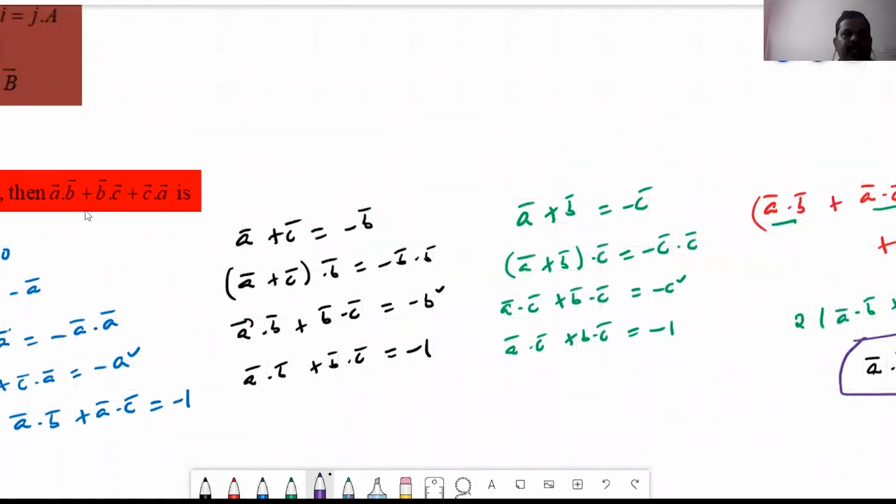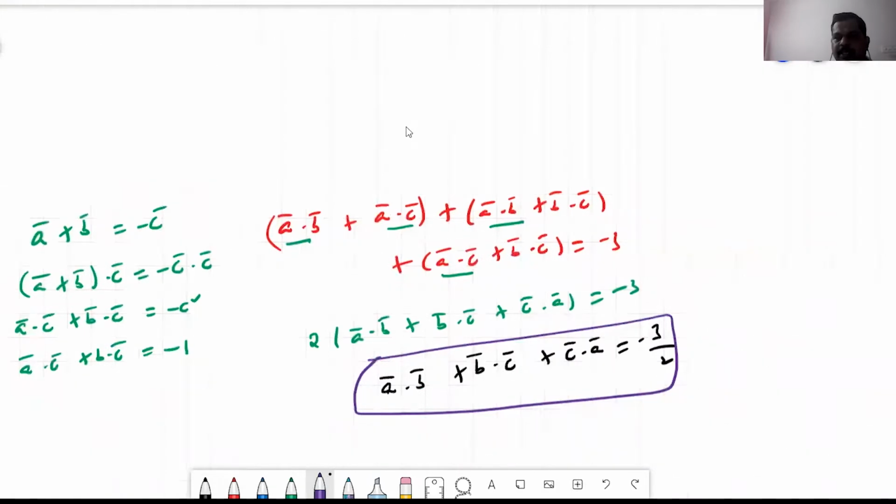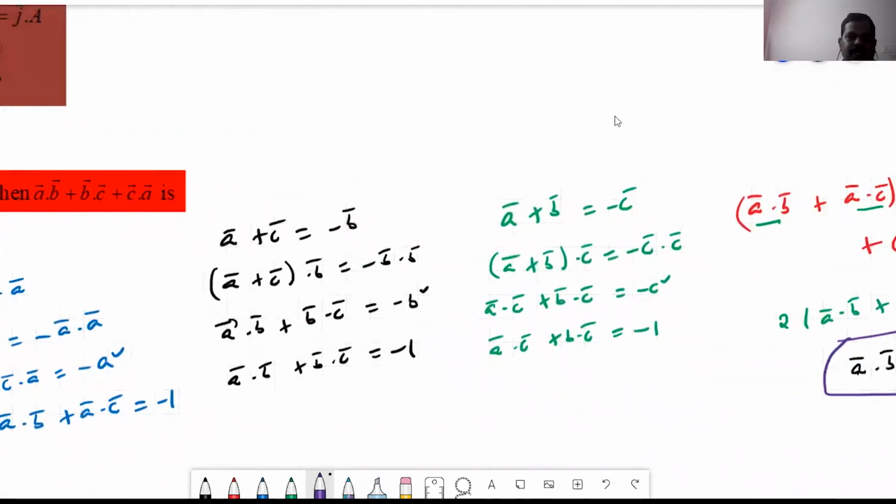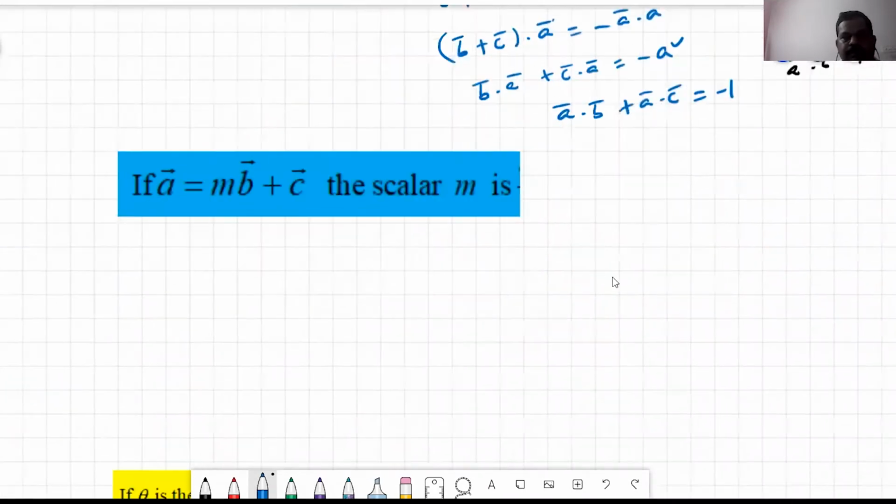What is it asking? A bar dot B bar plus B bar dot C bar plus C bar dot A bar is minus 3 by 2. So the answer for this one is minus 3 by 2. So, very simple problem. Now let's move on to the next problem.